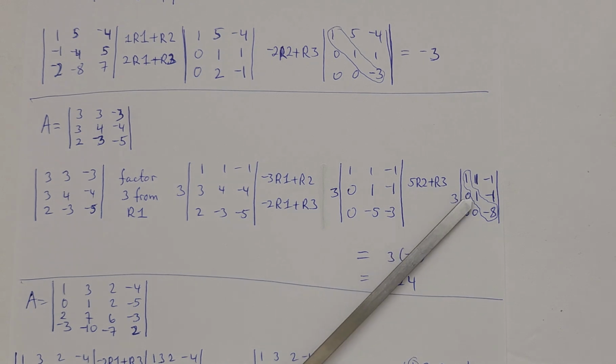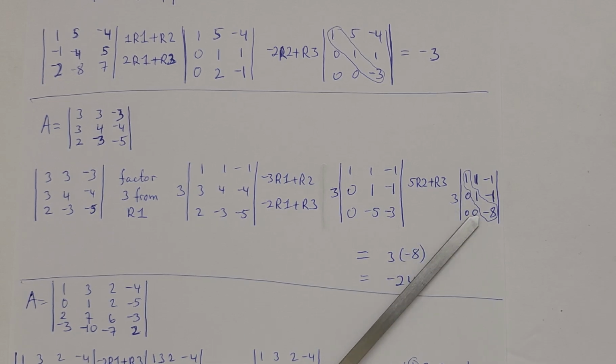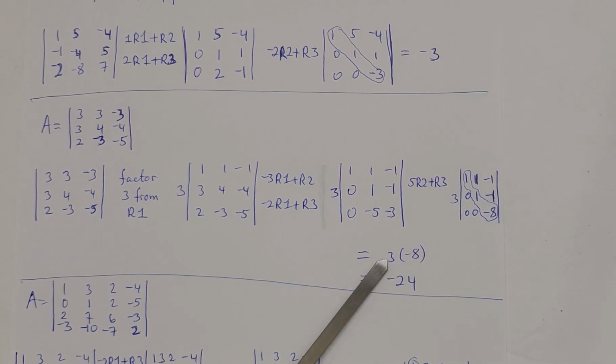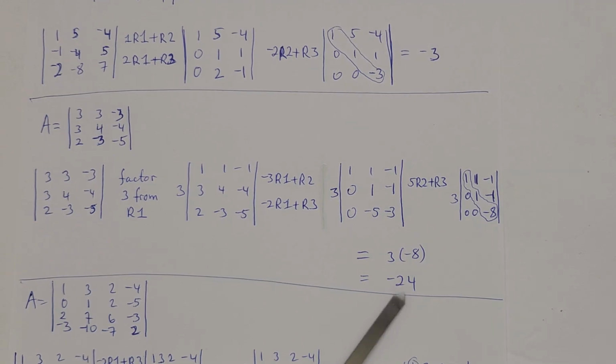And as you can see, here is my left corner right here, where all of this is 0. Then I can stop and multiply the diagonal, which gives me negative 8. Don't forget the scalar. Bring it along with you. So the determinant here is negative 24. One more time.